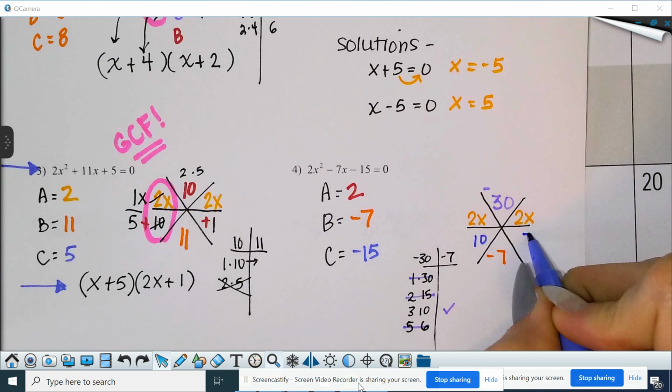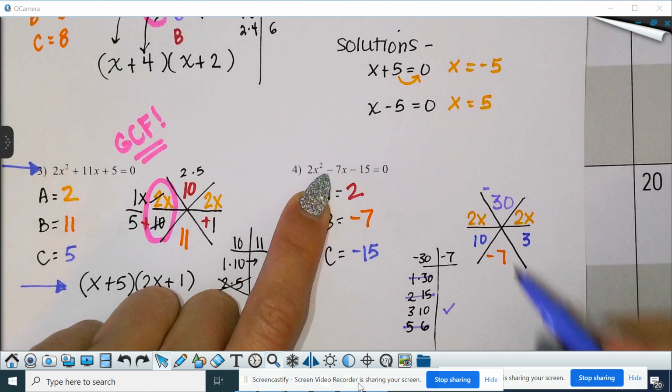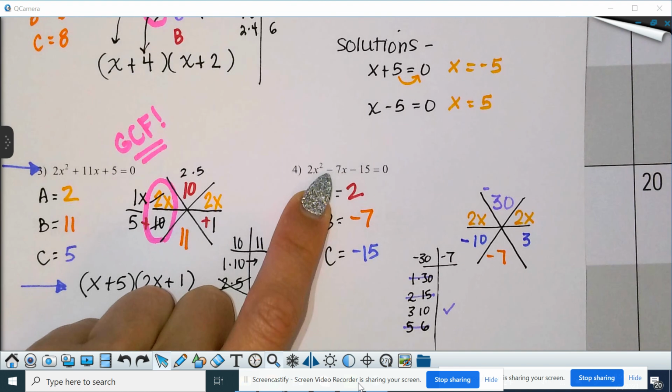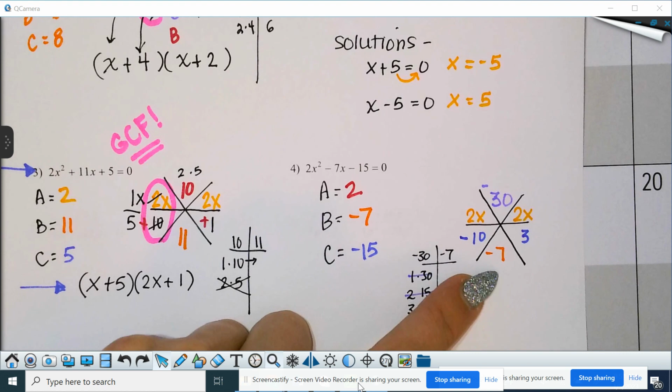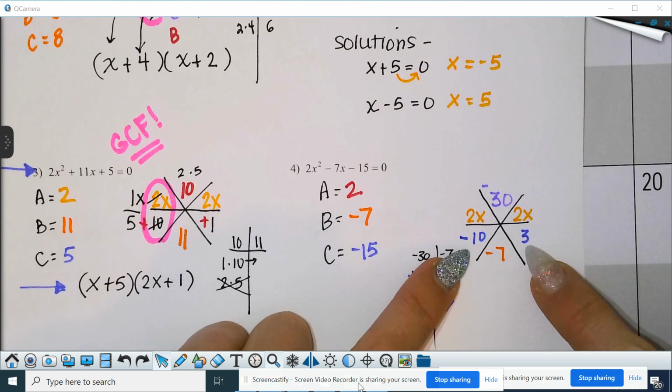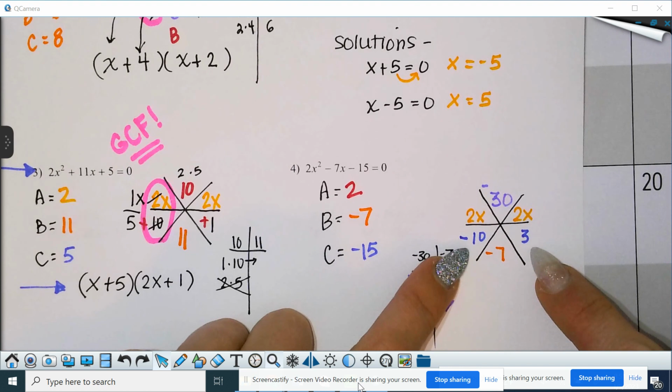Go back and look at our B value. It's negative, so then I know the 10 has to be negative. The larger of the two has to be negative. Then I need a -7. So this means I spent 10 and I got 3, which is -7. If I spent 10 and I spent 3, that would be a -13. So we want to make sure that we're making good choices here.